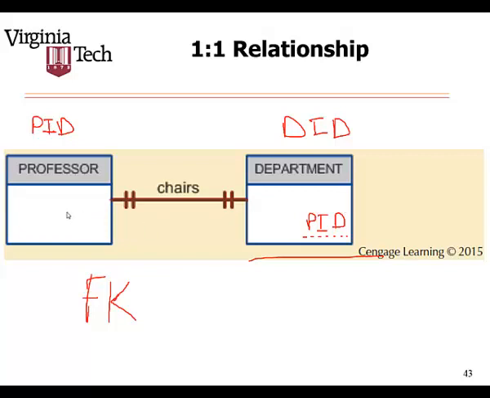But if we put the department ID as a foreign key in professor, all the professors who weren't department heads would have null values for that attribute. Could we somehow make it work? Maybe we could, but my point is we would be wrong. We'd be wrong to do that.